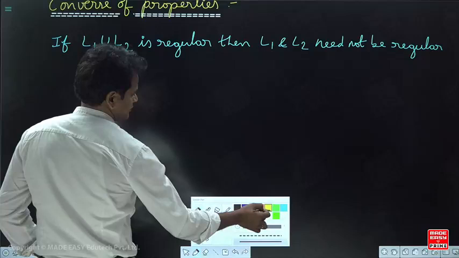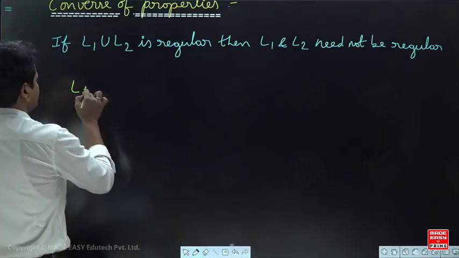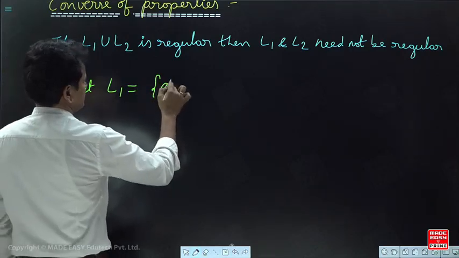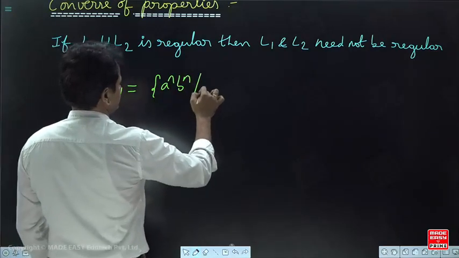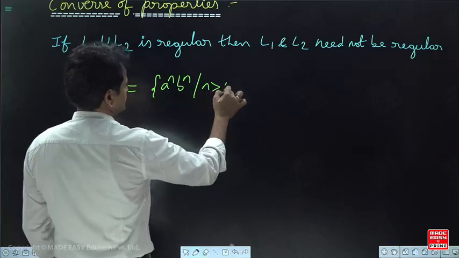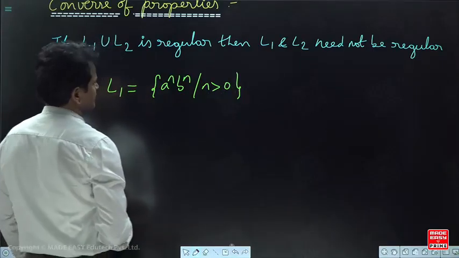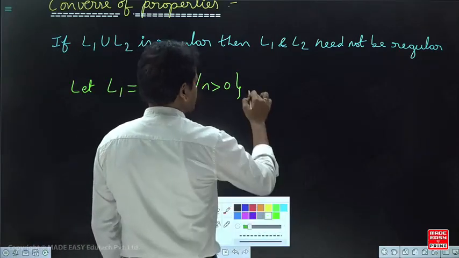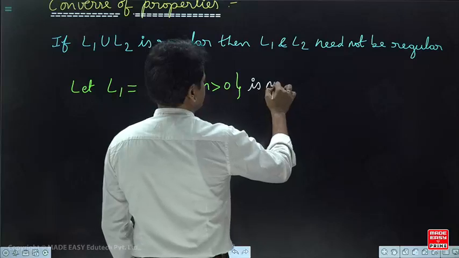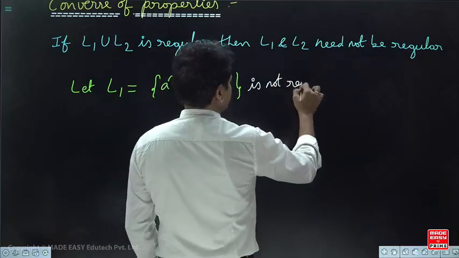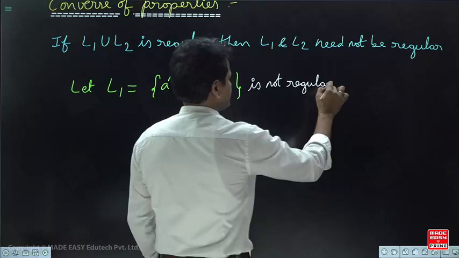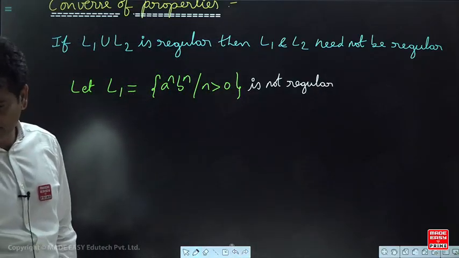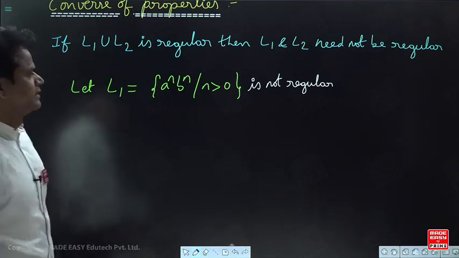Let L1 equal to a power n b power n, n greater than or equal to 0, or you can say greater than 0. Guys, is this regular or not regular? This is not regular. Why? There is a relation between the counts and it is infinite. Are you following? Okay, this is not regular.